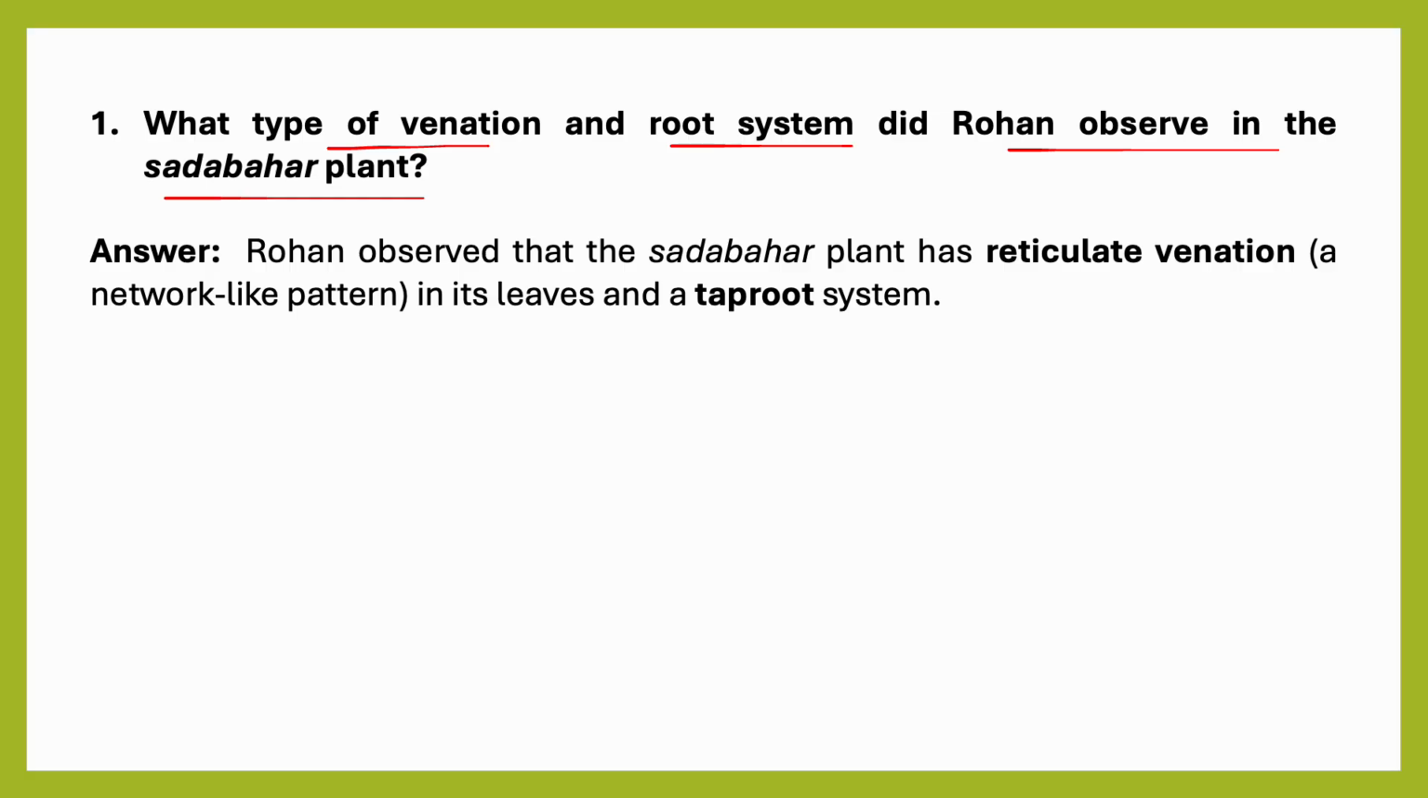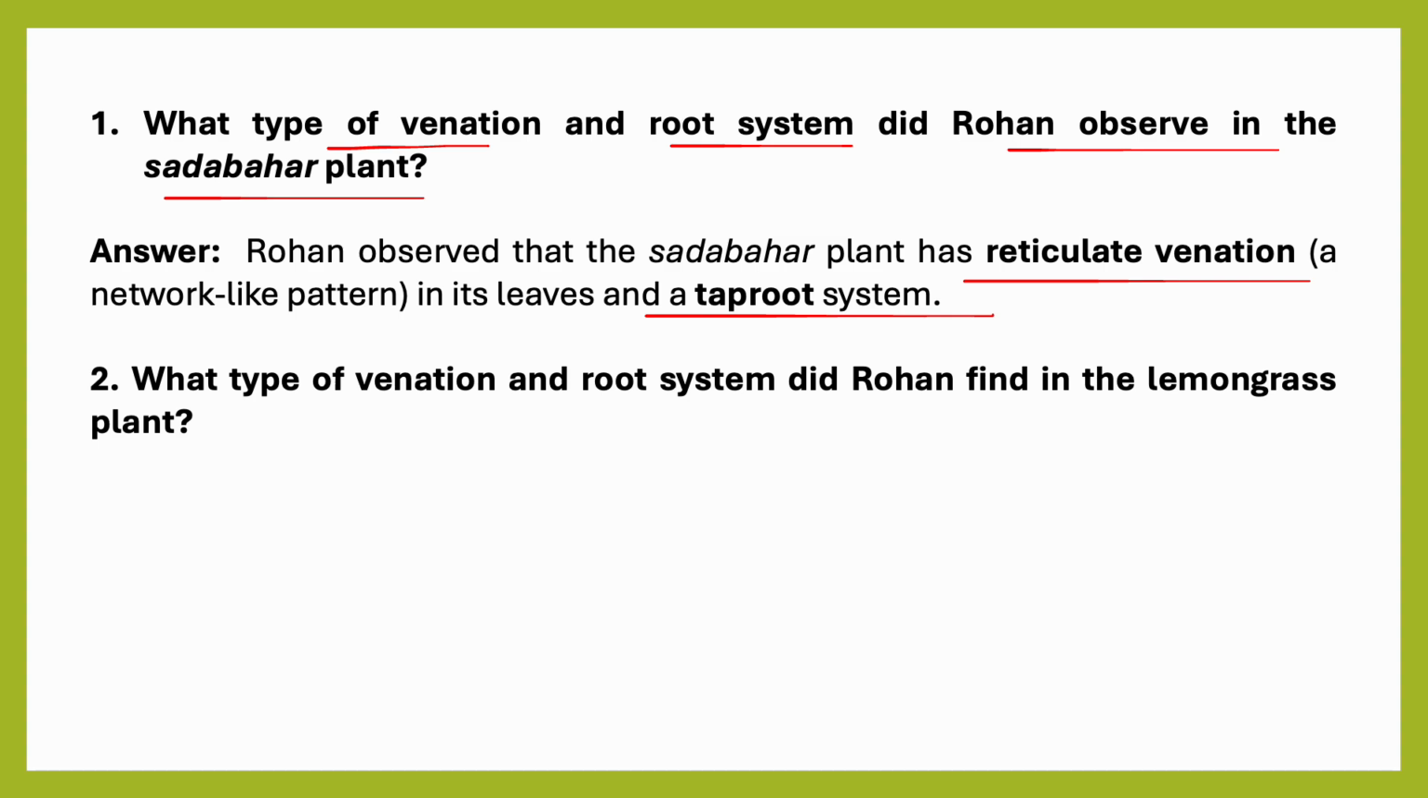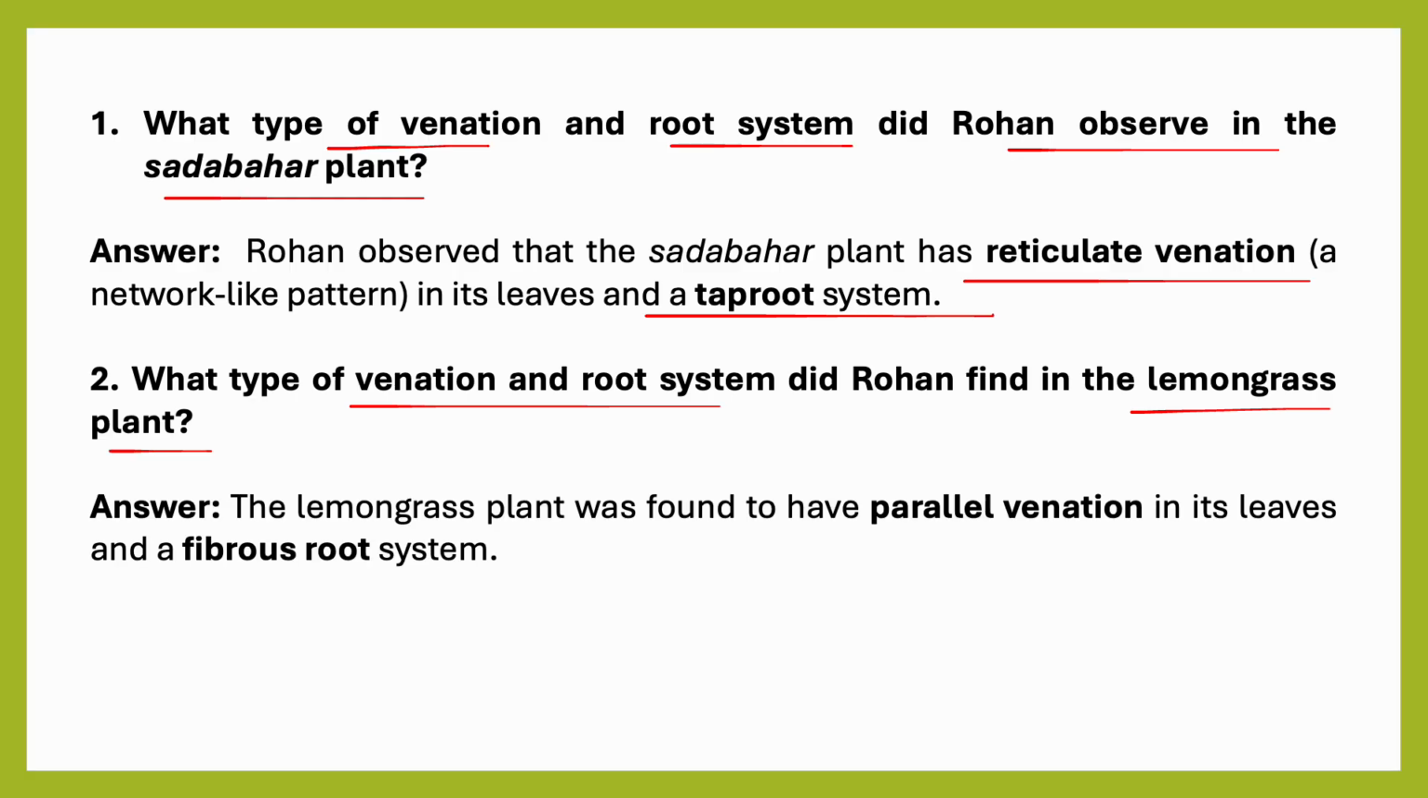Rohan observed that the Sadabahar plant has reticulate venation, a network-like pattern in its leaves, and a taproot system. What type of venation and root system did Rohan find in the lemongrass plant? The lemongrass plant was found to have parallel venation in its leaves and a fibrous root system.